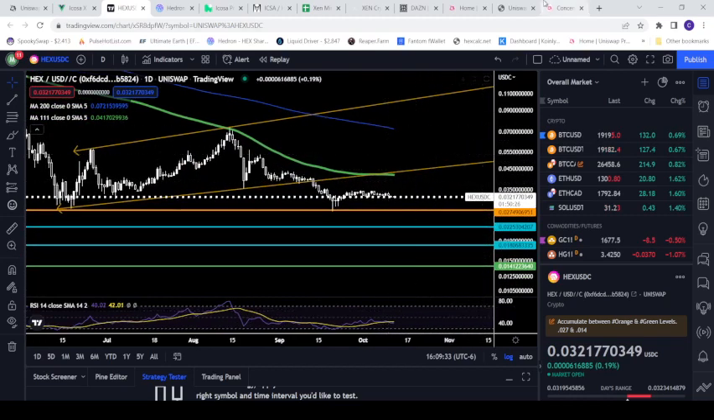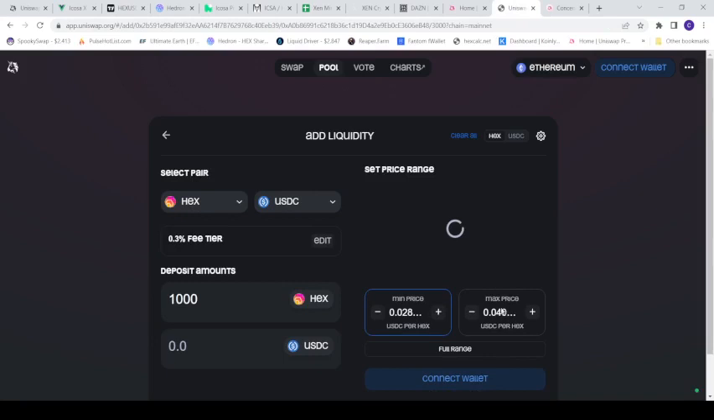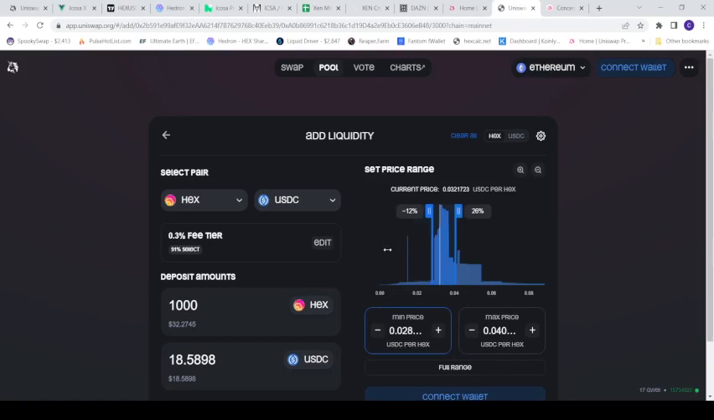But where impermanent loss risk comes in is, let's say you're not aware of what's going on in the market. You just decide to provide liquidity. Well, if Hex starts running, like 6, 7, 8, 10, if it goes to 30 cents, right? The impermanent loss comes in because it might not ever come back down to your range. So you're left with no Hex, and you've essentially sold all your Hex for USDC within this range here.